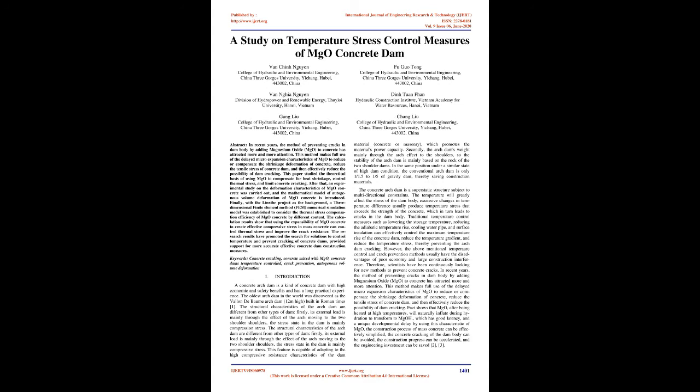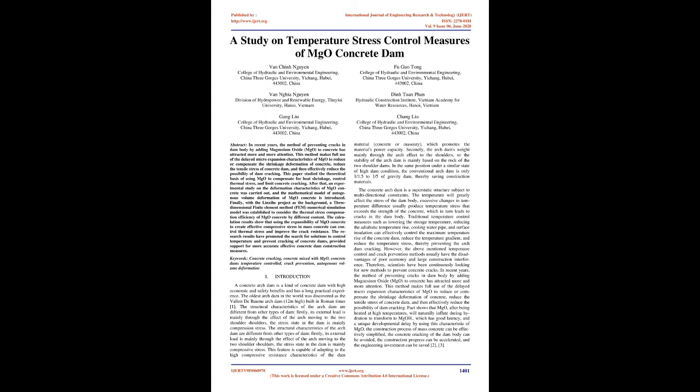This method makes full use of the delayed micro-expansion characteristics of MgO to reduce or compensate the shrinkage deformation of concrete, reduce the tensile stress of the concrete dam, and then effectively reduce the possibility of dam cracking. This paper studied the theoretical basis of using MgO to compensate for heat shrinkage, control thermal stress, and limit concrete cracking. After that, an experimental study on the deformation characteristics of MgO concrete was carried out, and the mathematical model of autogenous volume deformation of MgO concrete is introduced.